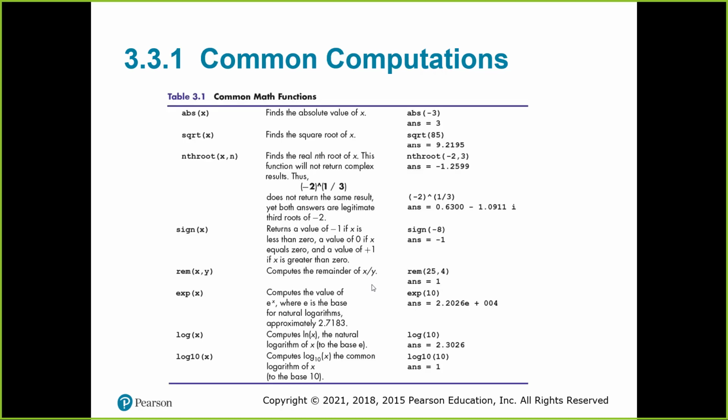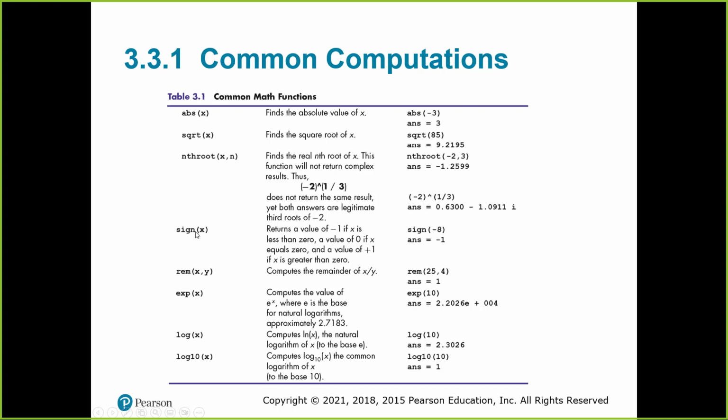Okay, so some of the common examples: absolute value is ABS. Square root. nth root takes the nth root of a value. You put in x, the number you're trying to find the root of, and n. So if you want to find the cube root of 92, you put 92 here and a 3 there.